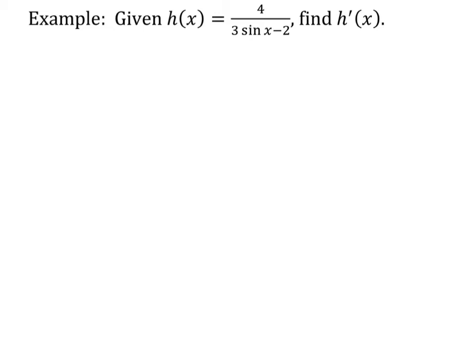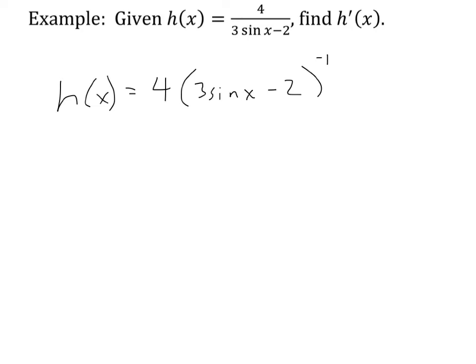It may be hard for you to see what the outer function is here. What function is going on here? The way that I would rewrite this one is, and notice I'm writing h of x, I'm not writing h prime of x because I'm not taking the derivative yet, I see this problem as being 4 times that entire thing in the denominator, 3 sine x minus 2, all of that to the negative 1 power. When I write it that way, I feel like it becomes so much more clear what the outer function is.